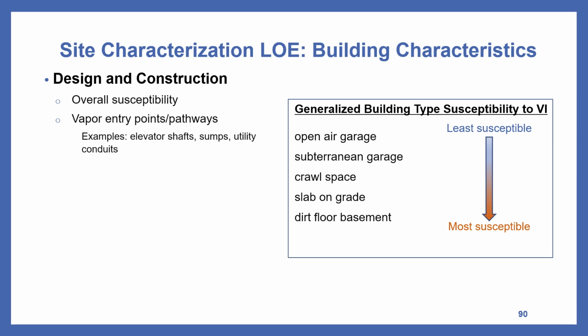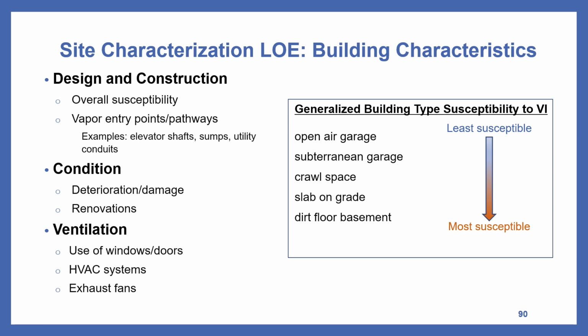Another factor that may affect this is where the vapor entry points and pathways are, such as elevator shafts or sumps. The condition of the building is really important. Buildings that have been damaged may be more susceptible. Buildings that have been renovated, where potentially the floor hasn't been put back in the spaces behind the walls, may have increased susceptibility to vapor intrusion. And lastly, there's ventilation, and this gets at how the windows and doors are used, whether there's an HVAC system and how it's operated, and whether there are exhaust fans that locally could depressurize and induce vapor intrusion. So all these things have to be thought about when determining whether a building is susceptible to vapor intrusion or not.